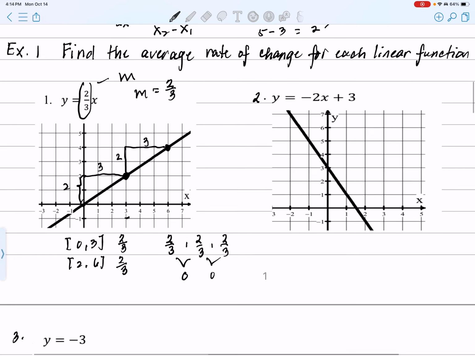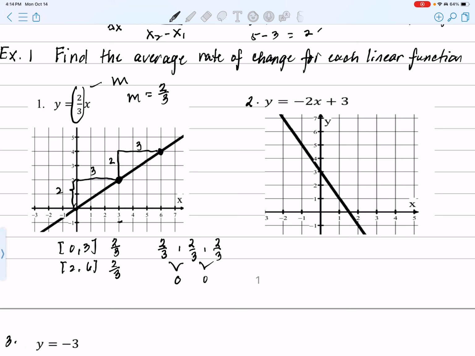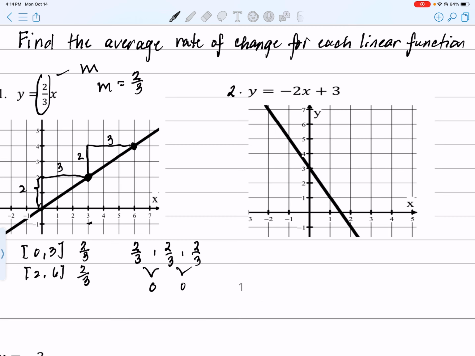All right, let's do this. In number 2, we could tell right away that the slope is -2. I could tell without using the graph. You are just given the linear function. All right, it's negative. That's why your line goes from top left down to the right. All right. So what does the slope mean? It's -2/1. That means it goes down 2 over 1.